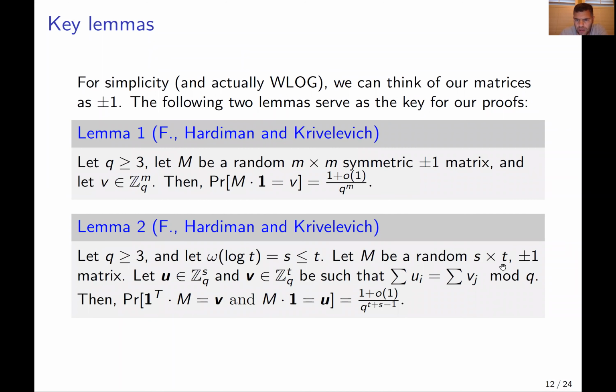Now, if you take a random s by t plus-minus matrix, and you fix any two vectors, one in Z_q^s and one in Z_q^t, with the only restriction that you want the sum of the coordinates to be exactly the same mod q, then the probability that the sum of rows of the matrix sums to v and the sum of columns of the matrix M sums to u is 1 over q^(t+s-1). Okay?